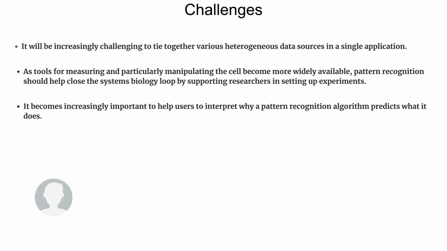Lastly, it is important to help users to interpret why a pattern recognition algorithm predicts what it does. This is often called a black box algorithm, and it can move from a black box to a gray box model, which allows for a gain in biological knowledge. This requires a shift in emphasis from the performance of a trained predictor to its makeup, stability, and uniqueness.